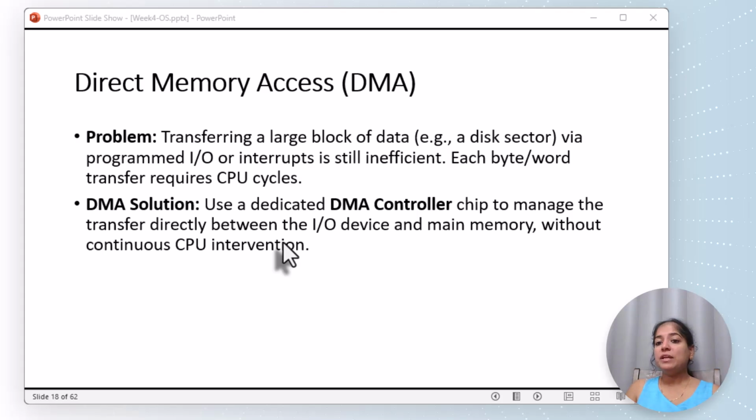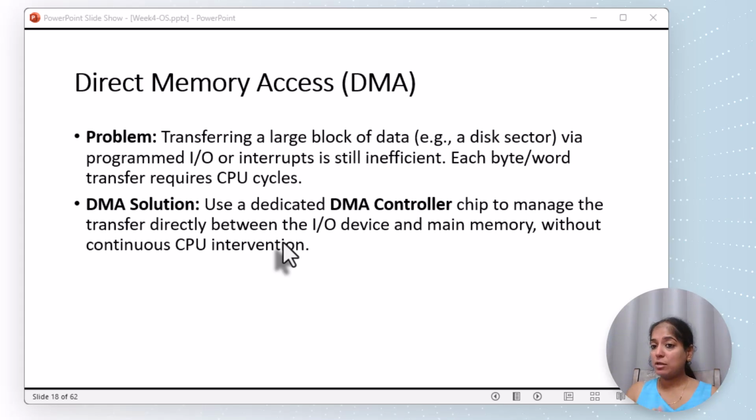Then we use DMA, which is direct memory access. Even with interrupts, transferring large data blocks is CPU intensive because each byte still involves the CPU. To avoid this, we use the DMA controller. This is specialized hardware that directly moves data between the device and memory. The CPU only sets up the transfer, that is the source, destination and size, and resumes work. DMA interrupts the CPU only once when the whole transfer is done.